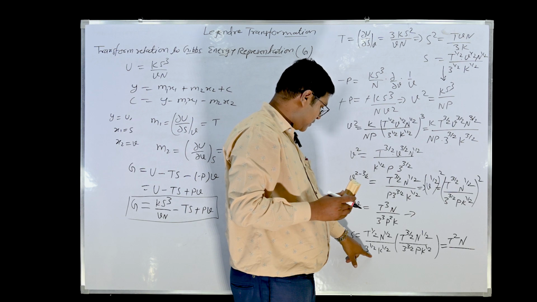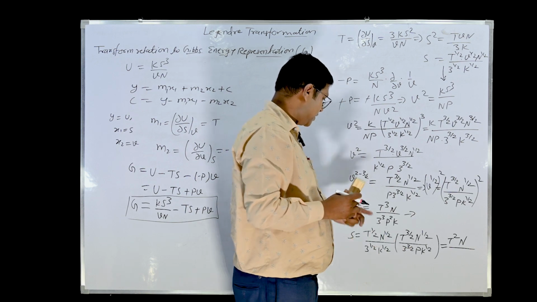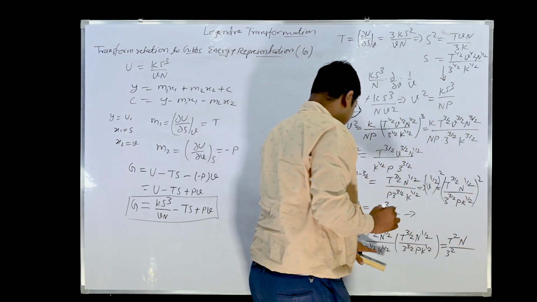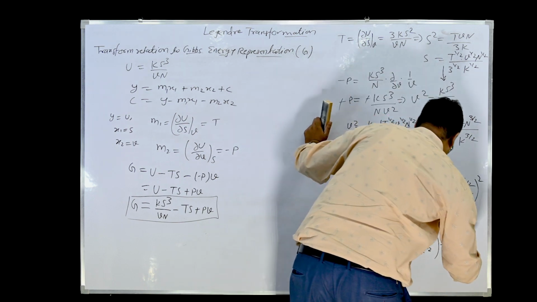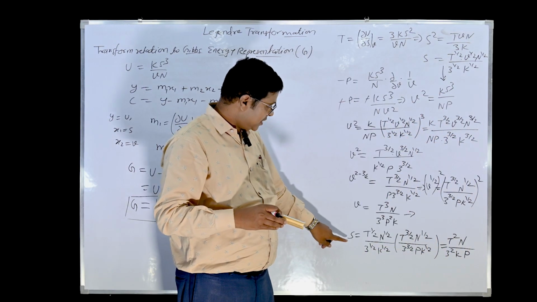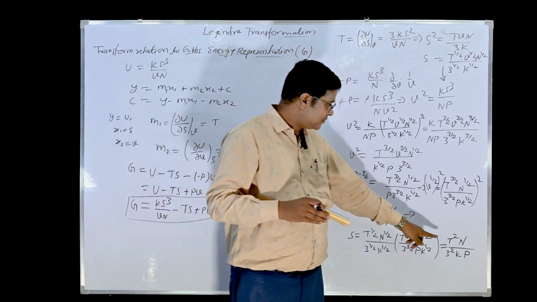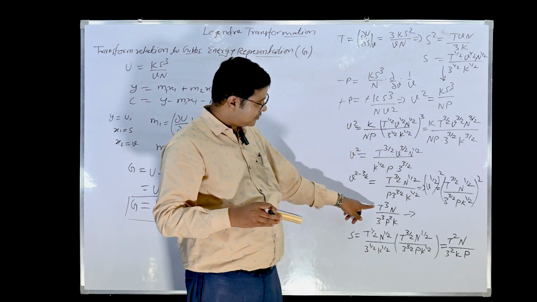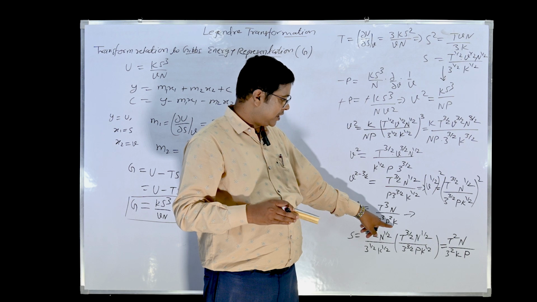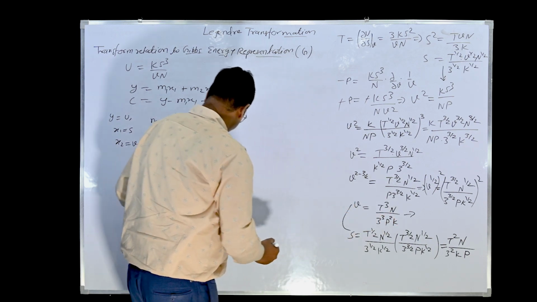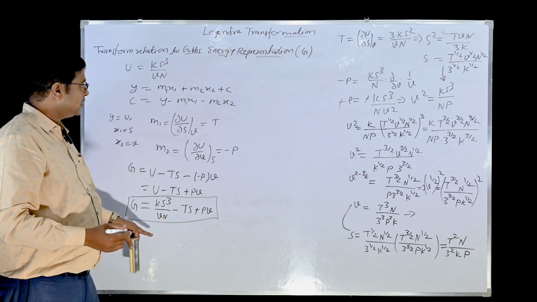3 to the power 1 by 2 and 3 to the power 3 by 2, once again 3 square. K to the power 1 by 2 is K and P. So we can see here, now S also comes in the form of T and Kp, and here we got V in the form of T and P and K. So now we put the value of these two over here, in this relation, and see what comes.